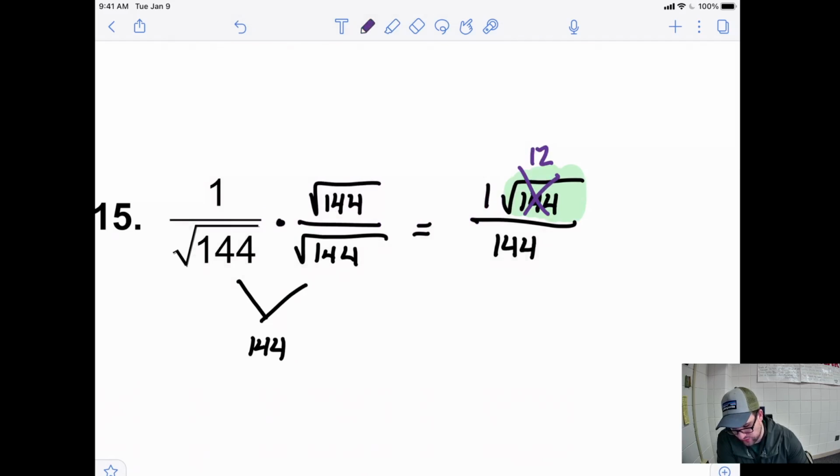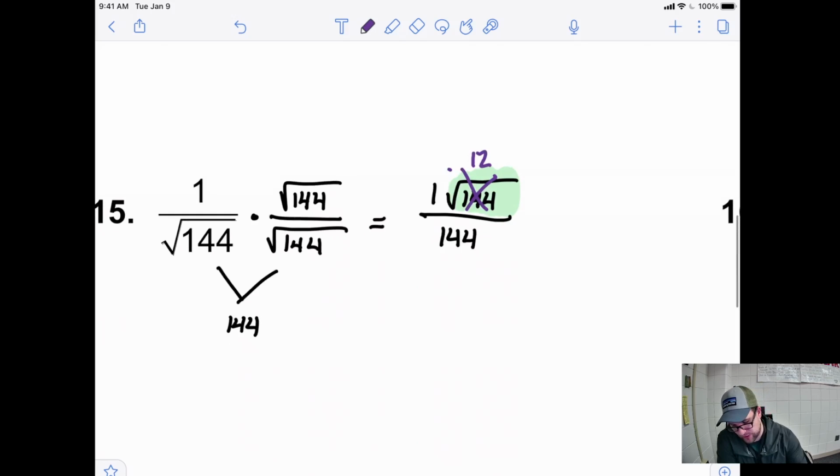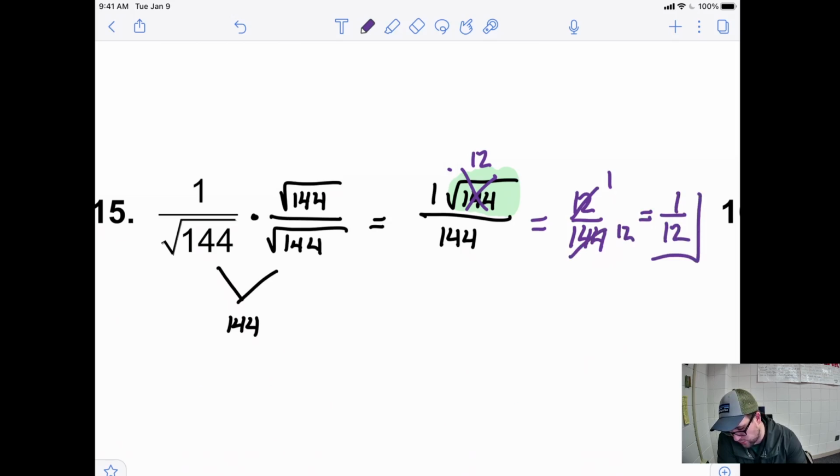So I don't need to write this. I can just write a 12. We know 1's hooked on to 12 by multiplication, so I'm going to get 12 over 144. Now, to go a hair further with that, if I have 12 over 144, that's a fraction that can be reduced. 12 goes into each of them. 12 goes into 12 once. 12 goes into 144 12 times. So my final answer will be 1/12.